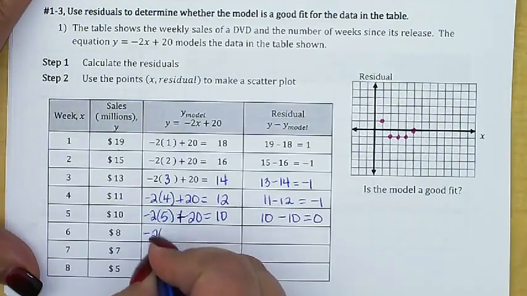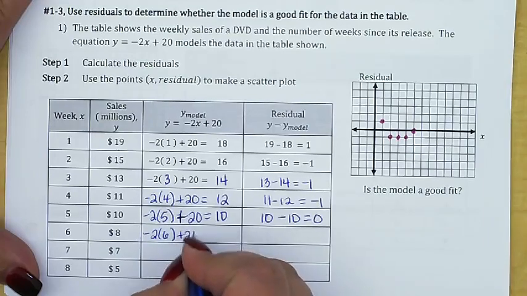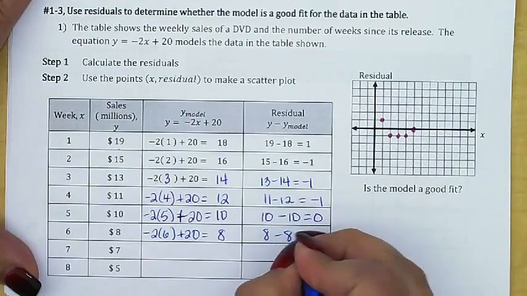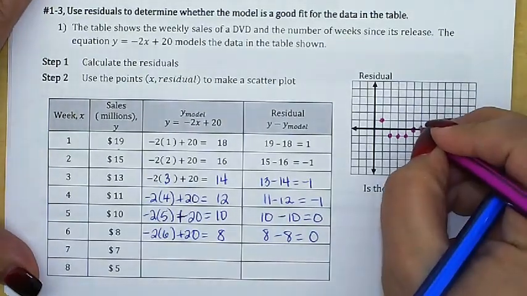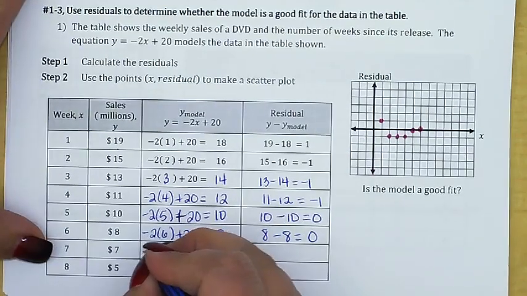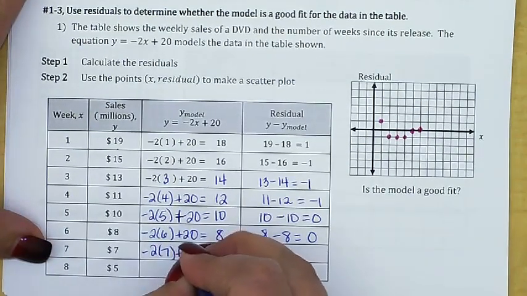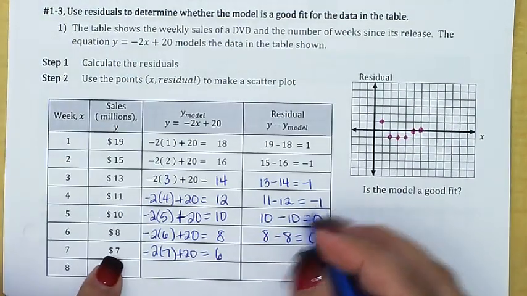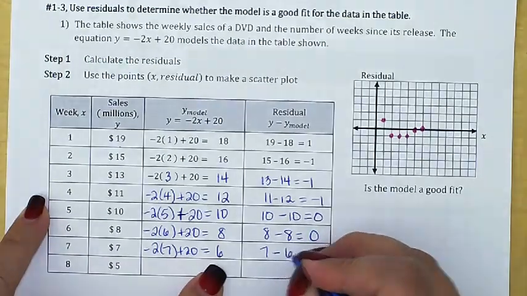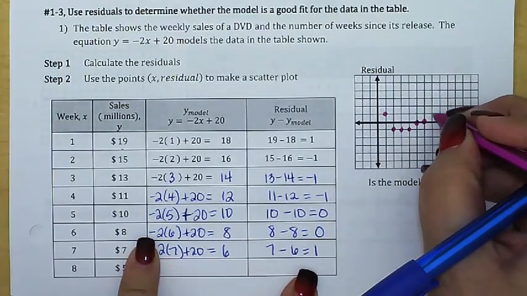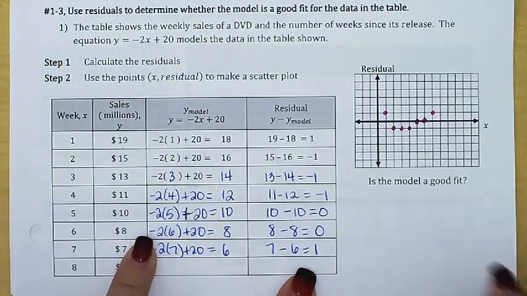On this next one, we insert the 6. That's going to come out to 8. 8 minus 8, actual minus model, is another residual of 0. Okay. And then when we plug in week 7, that's 14 minus 8, that's 6. The actual point was 7. The model predicted 6. That's a residual of +1. So when I'm over here at 7, I have a residual of +1.